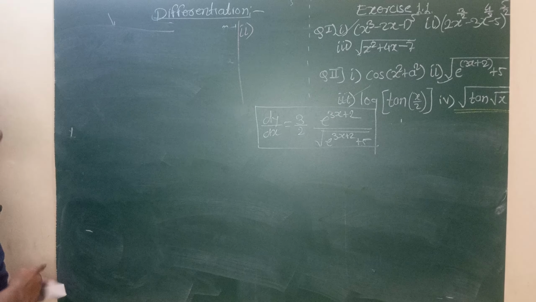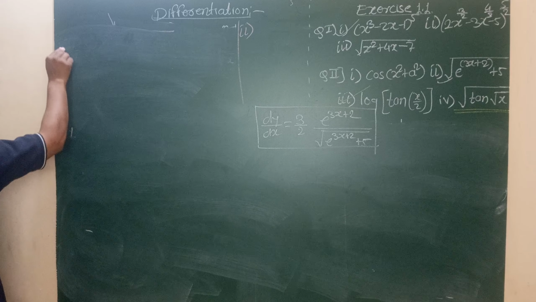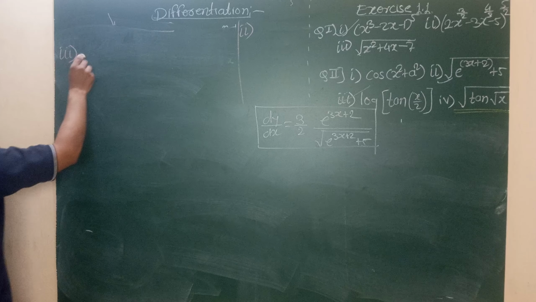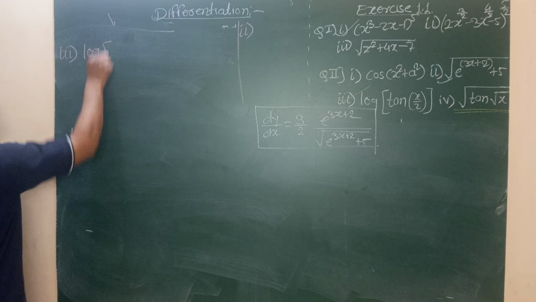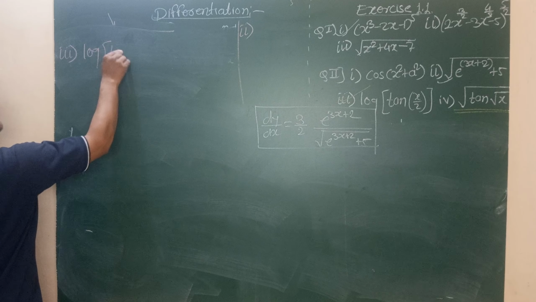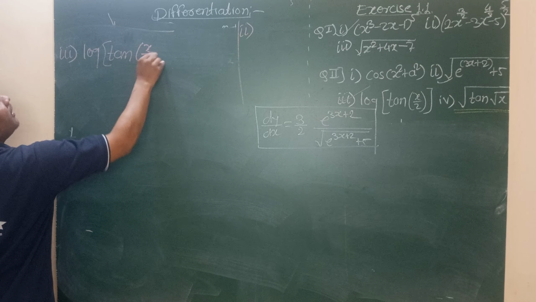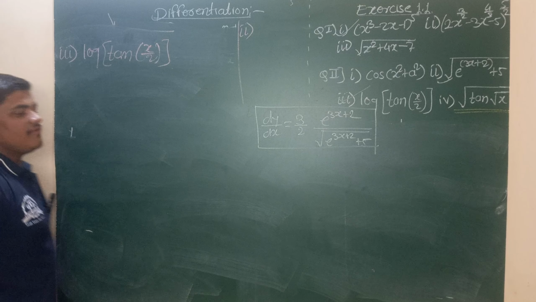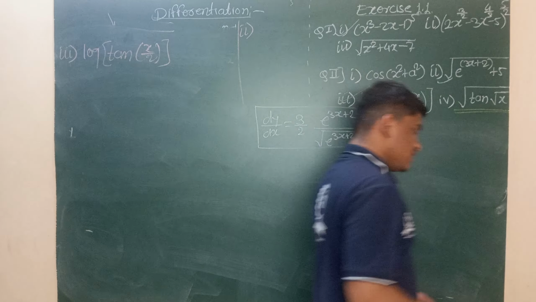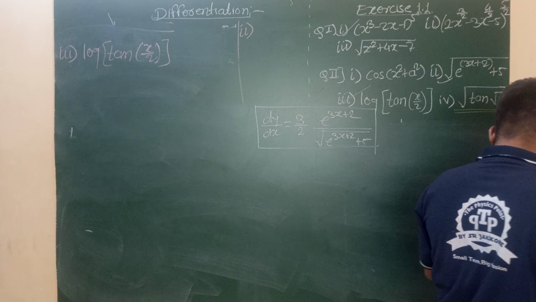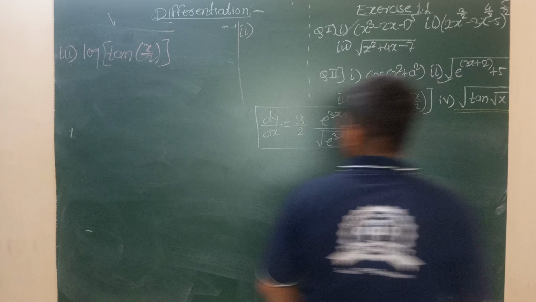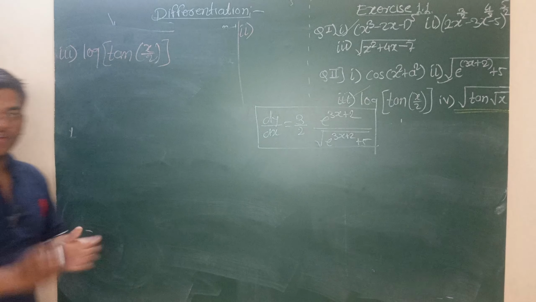Next one. Question number 3. Log of tan of x by 2. In this question, we face first a logarithmic function, then a trigonometric function. Inside the trigonometric function, we get an algebraic function.